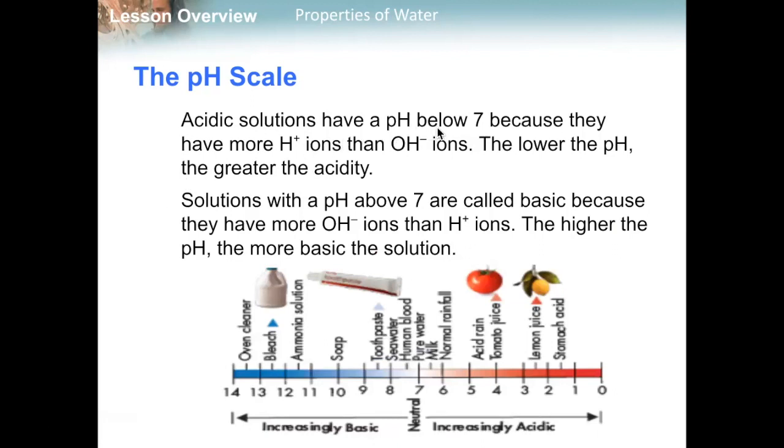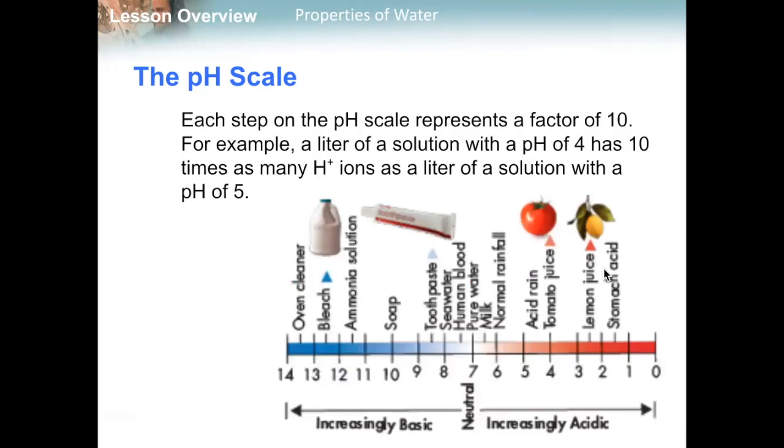Acidic solutions have a pH below 7 because they have more hydrogen ions than hydroxide ions. The lower the pH, the greater the acidity. Solutions with a pH above 7 are called basic because they have more hydroxide ions than hydrogen ions. The higher the pH, the more basic the solution. Each step on the pH scale represents a factor of 10. For example, a liter of solution with a pH of 4 has 10 times as many hydrogen ions as a liter of solution with a pH of 5.